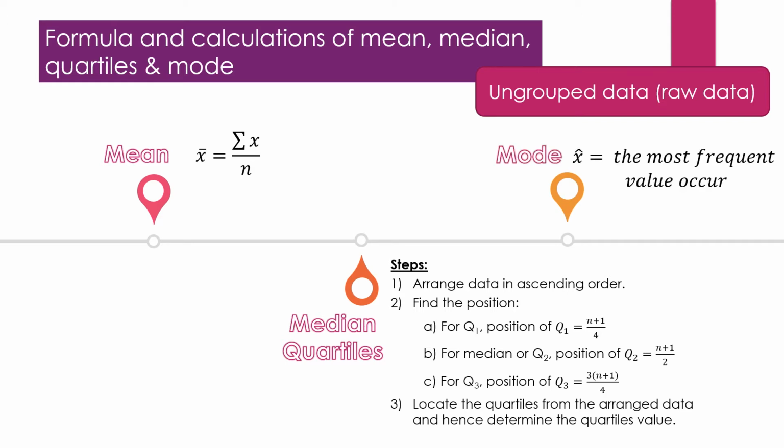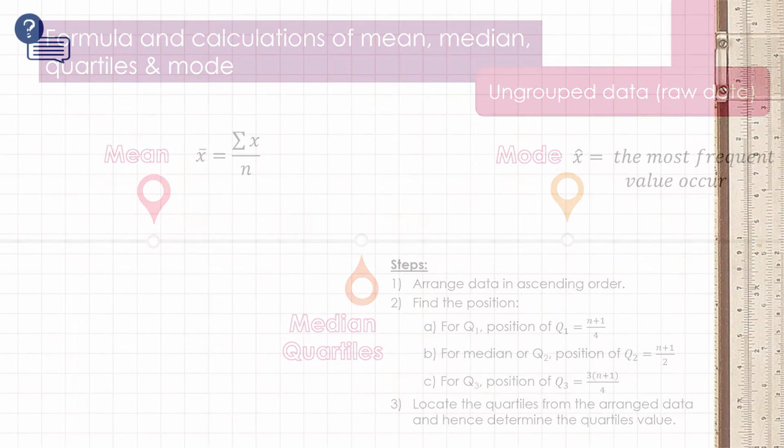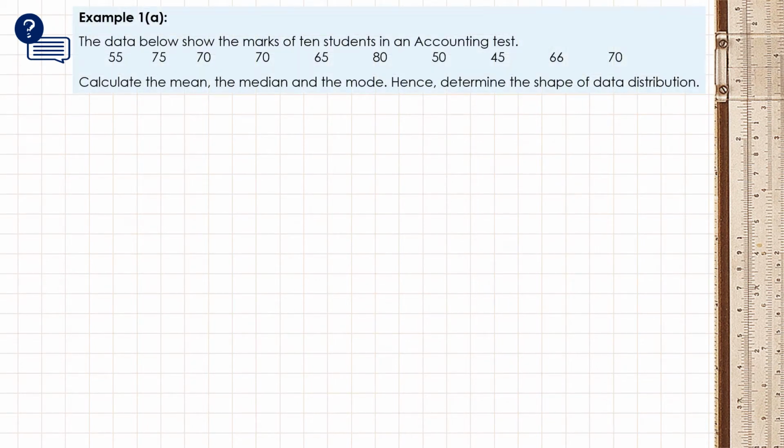For mode, the modal value is the most frequently occurring value. Okay, now we look at the example. The data below show the marks of 10 students in an accounting test. Calculate the mean, median, and mode, and hence determine the shape of the data distribution.